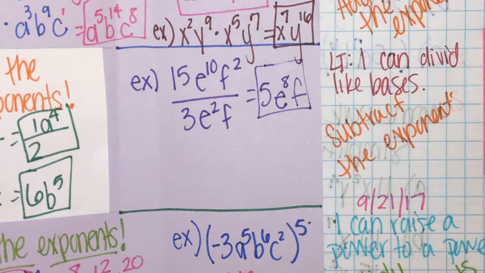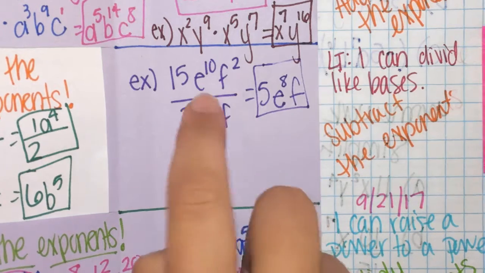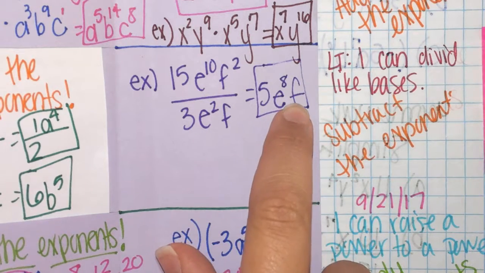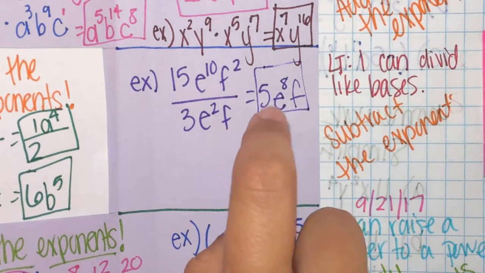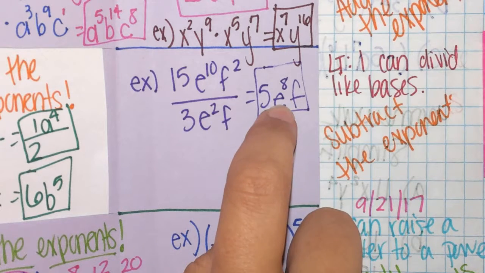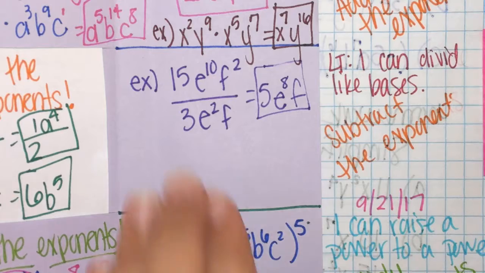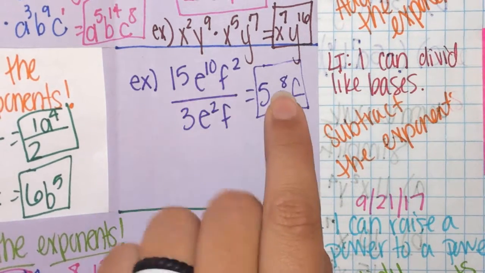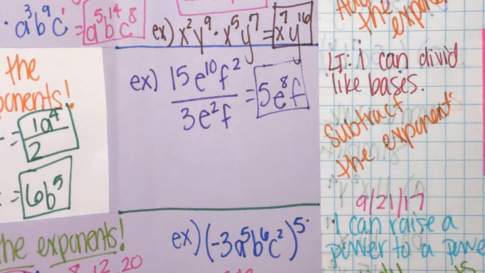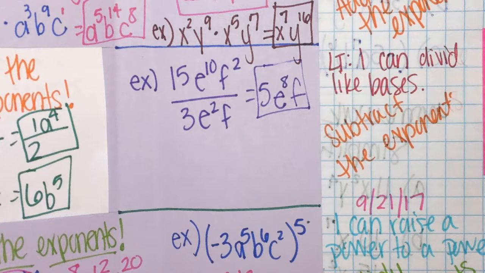Now, did I put any coefficient in front of my f? No, I just brought it down. Did I put any coefficient in front of my e? Yes. I put 5 because there are coefficients out there. So if it starts looking like this, it's going to end looking like this. Did I put any commas between my e and my f? Don't do that.